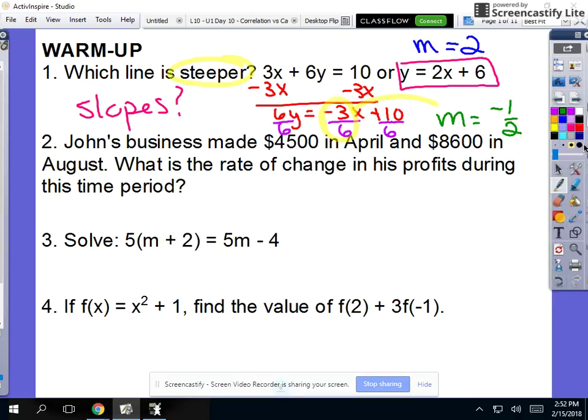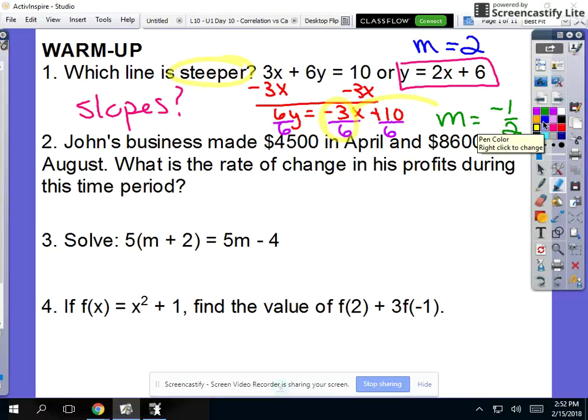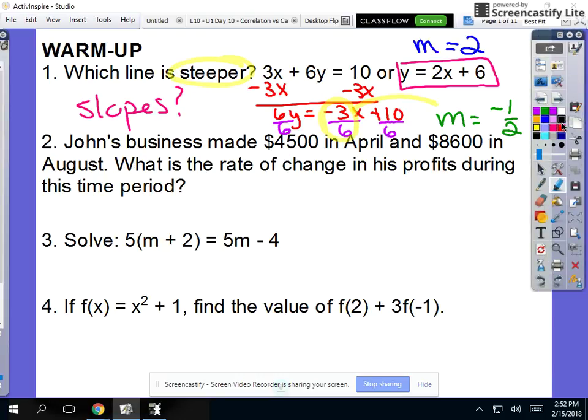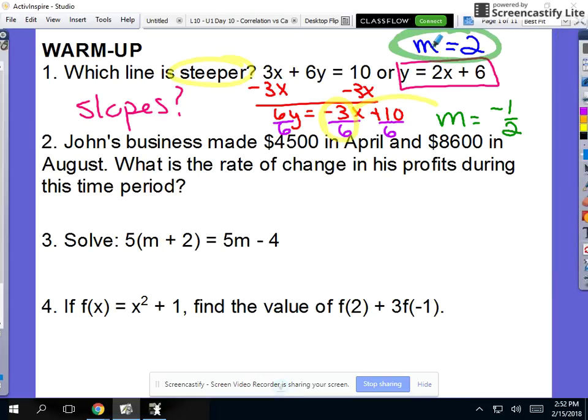So between these two slopes, positive 2 and negative 1/2, which of those is the steeper? I'm hoping you'll recognize that the steeper slope is by far positive 2. Basically, the bigger the integer, the steeper the slope is.